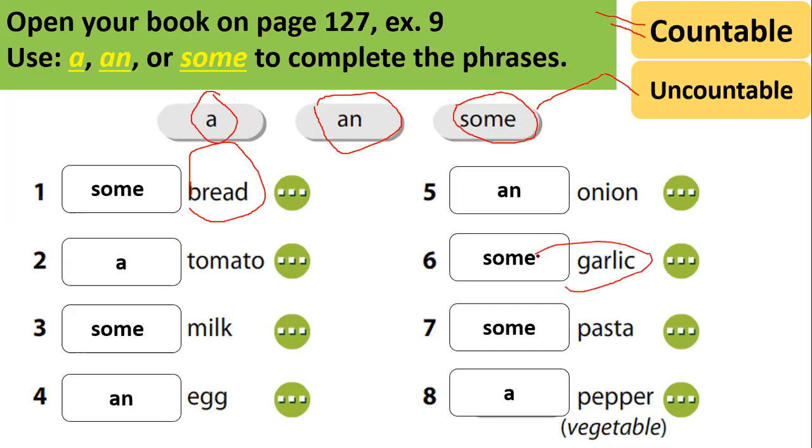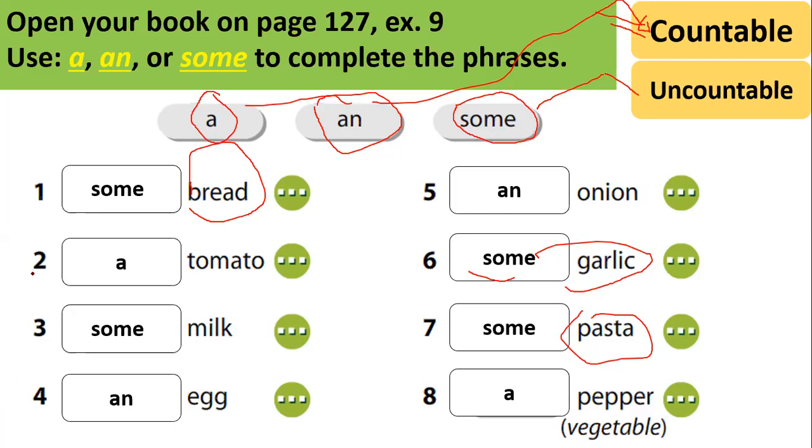For example, like garlic, pasta. You know that you cannot say one pasta, two pastas. It's impossible. But you have the word some. So these two are countable. They help us count, because I can say 2 tomatoes, 3 tomatoes, 4 tomatoes in general, or if it's one, a tomato. They help us to count. Okay?